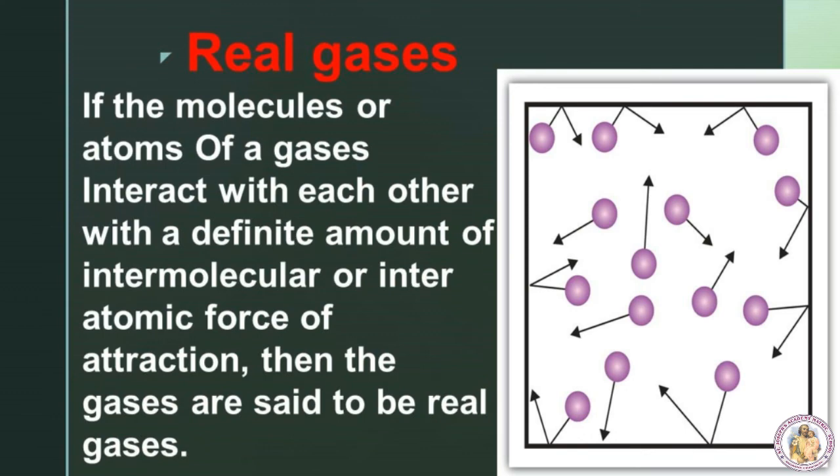But at very high temperature or low pressure, a real gas behaves as an ideal gas. How? Because in this condition there is no interatomic or intermolecular force of attraction. When there is no intermolecular or interatomic force between the atoms and molecules at very high temperature or low pressure, that gas we call an ideal gas. Sometimes, in some conditions, real gases behave as ideal gases.